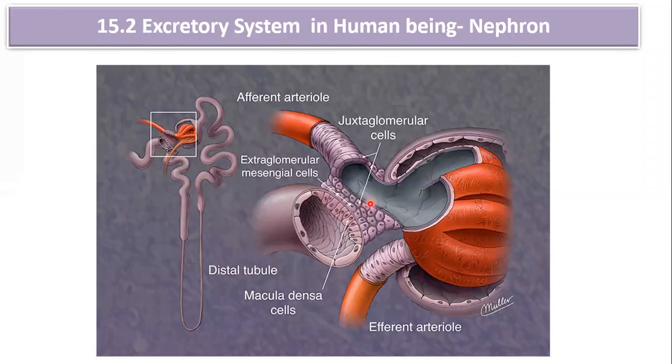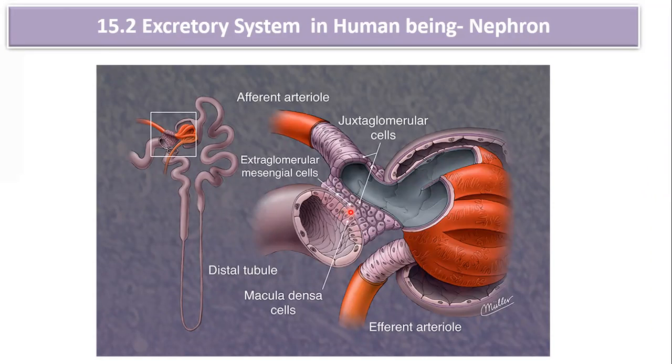The cells in the wall of the DCT are densely packed. Can you see they are densely packed over here? These densely packed cells are called macula densa. The cells of the DCT near the juxtaglomerular cells are densely packed, and are known as macula densa. So macula densa and juxtaglomerular cells are going to form the apparatus called juxtaglomerular apparatus.